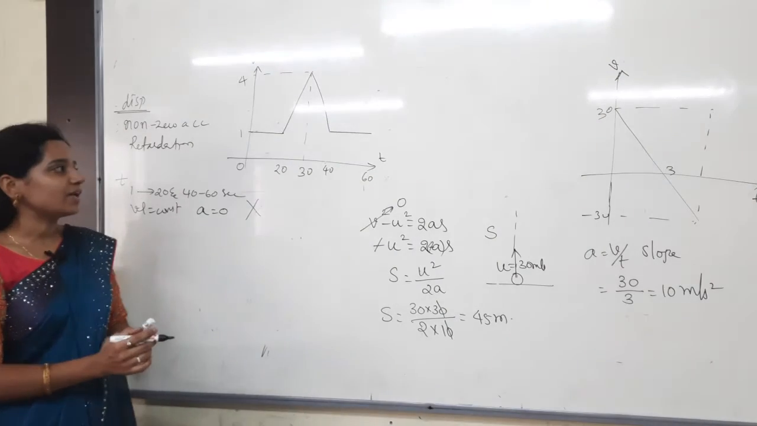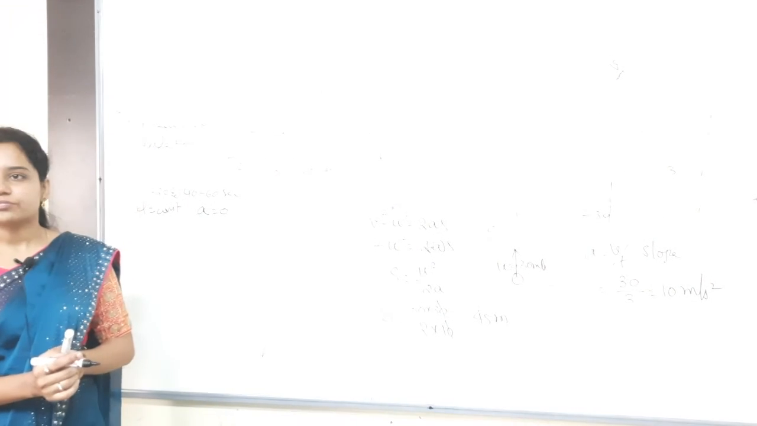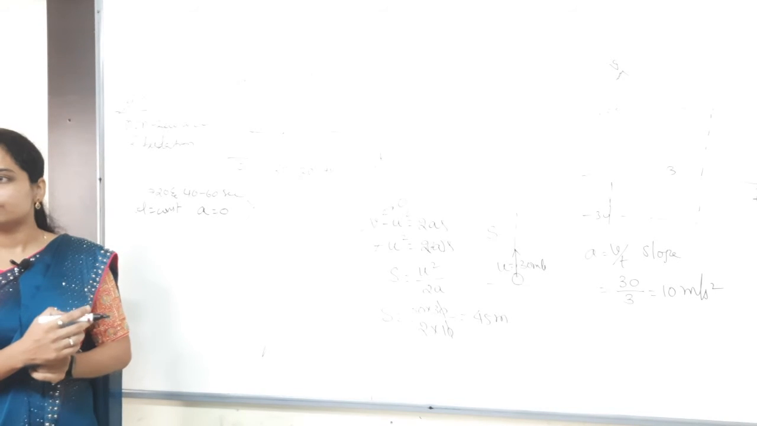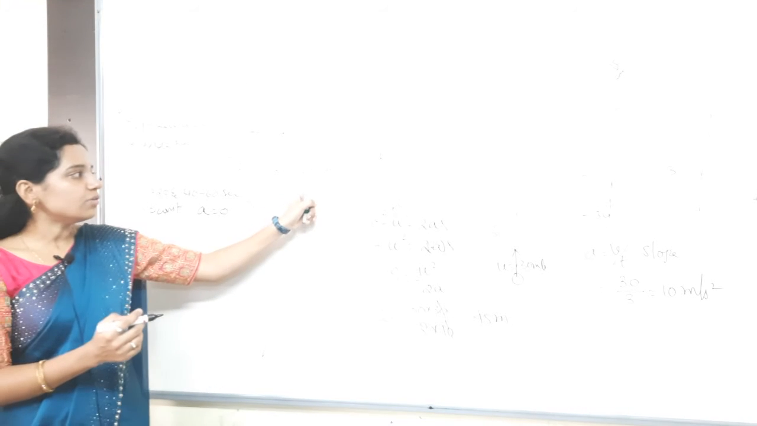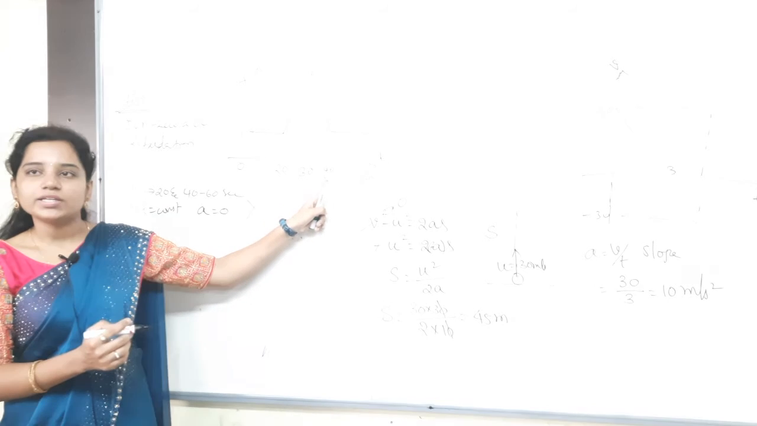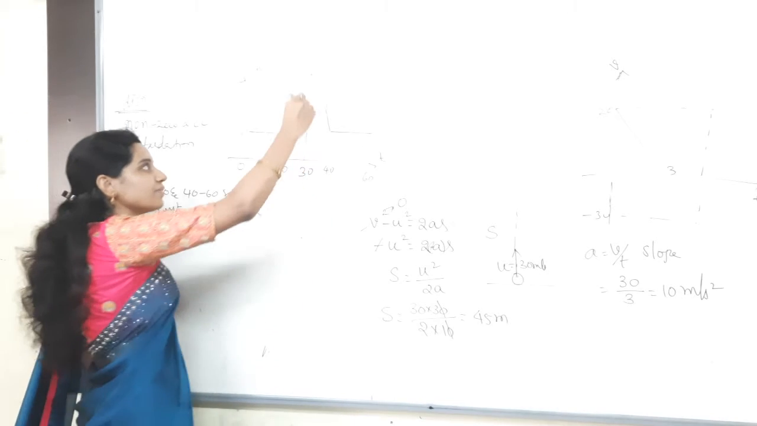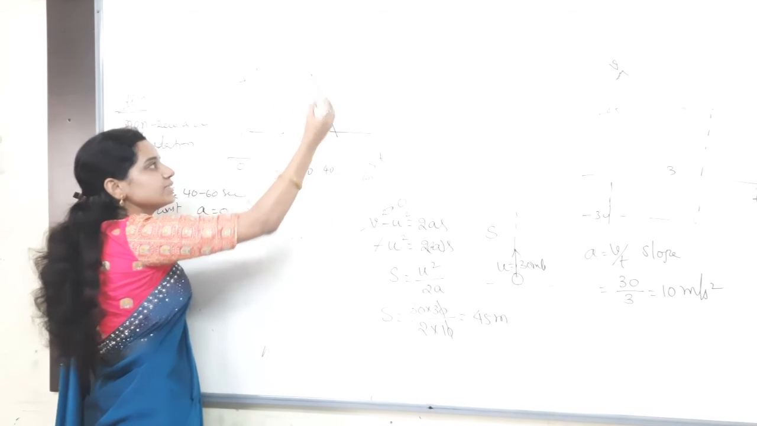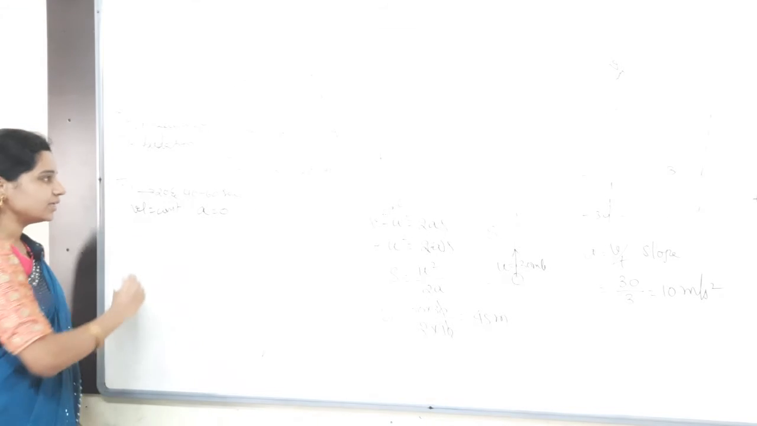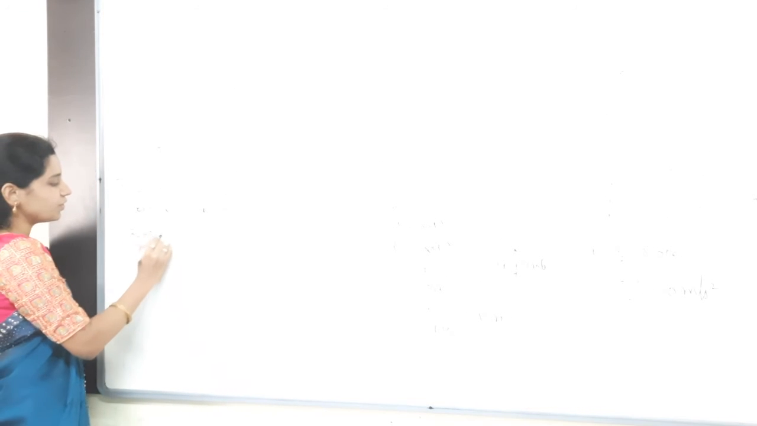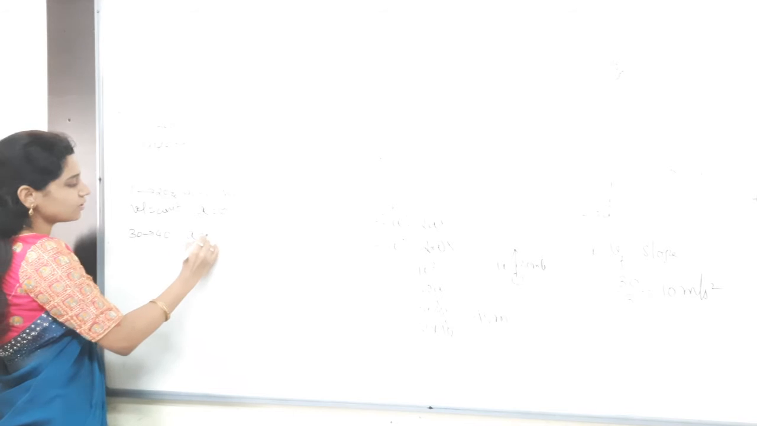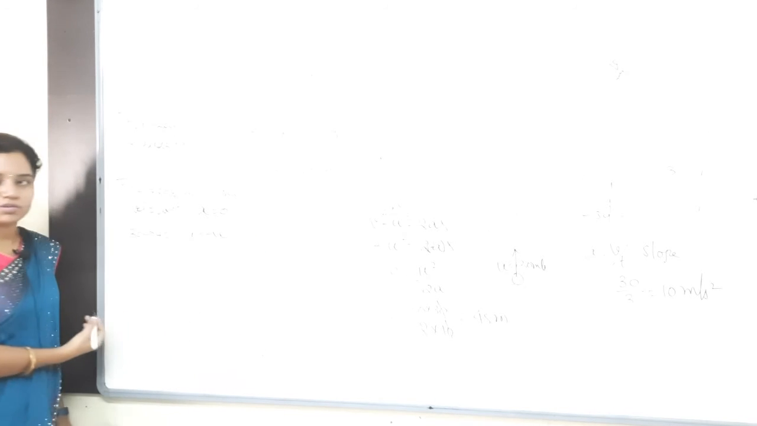Where can the graph be retardation? From where to where? 30 to 40. From 30 to 40 it can be retardation. Why? Because the velocity is what? Decreasing. Velocity is decreasing, nothing but from 30 to 40 acceleration is what? Negative. You have to include that.